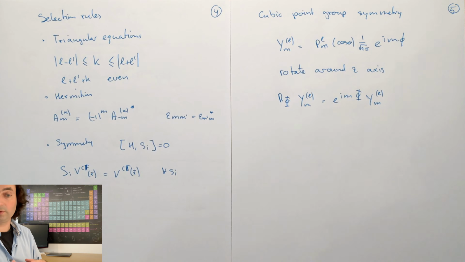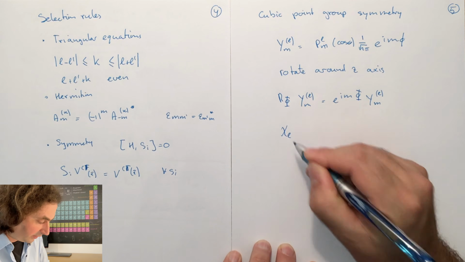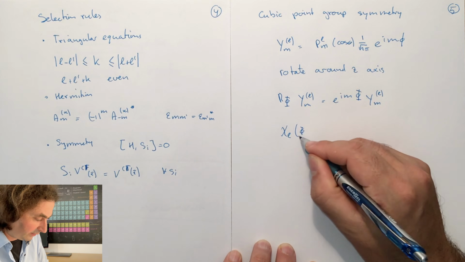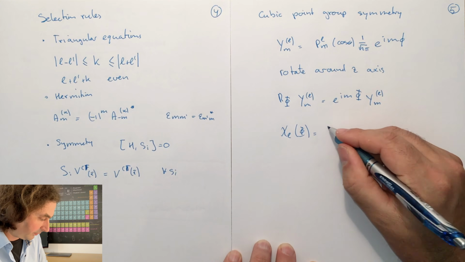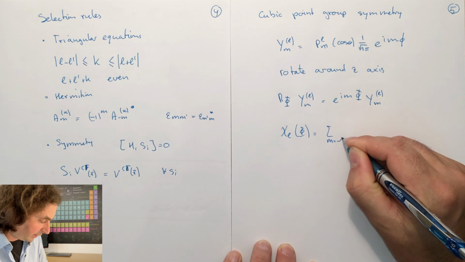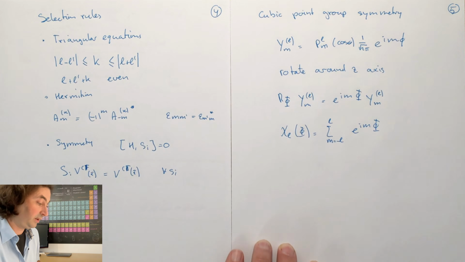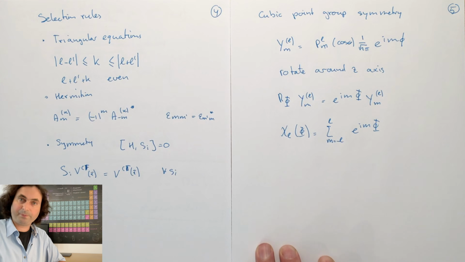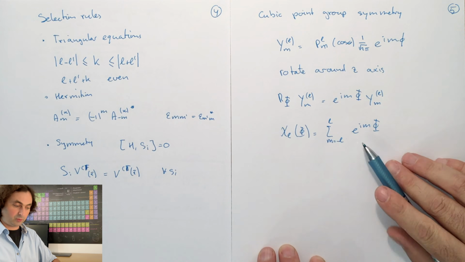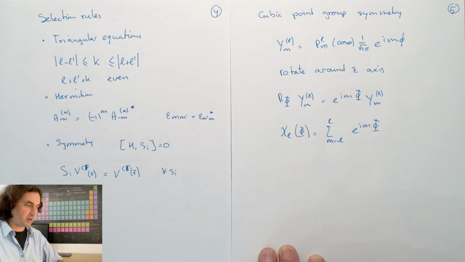So if we now want to generate a character table for a complete L shell and then project this on the character tables of the irreducible representations, then we find that the character for a complete L shell is given by the sum for a rotation of phi, m from minus L up to L, of e to the i m capital phi, the trace of the rotation matrix. So that of course then allows you to calculate the character for each of the possible rotations in your group.